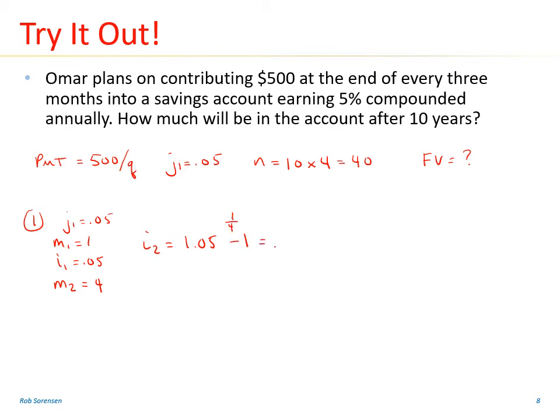Take away 1, 0.0122722234. So we've got that. Now let's go ahead and do step 2.